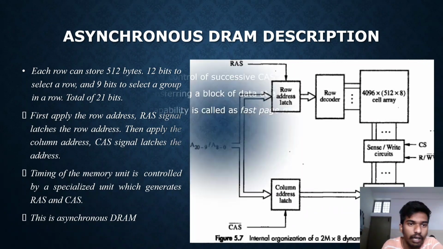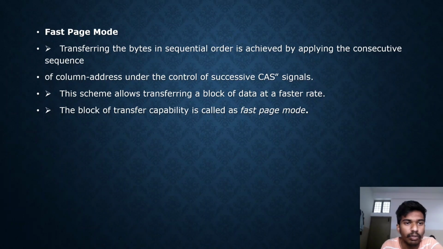Next, it's about the fast page mode. This means the block transfer capability is known as fast page mode. Transferring bytes in sequential order is achieved by applying a consecutive sequence of column addresses under the control of successive CAS signals. This scheme allows transferring a block of data at a faster rate. The block transfer capability is known as the fast page mode.